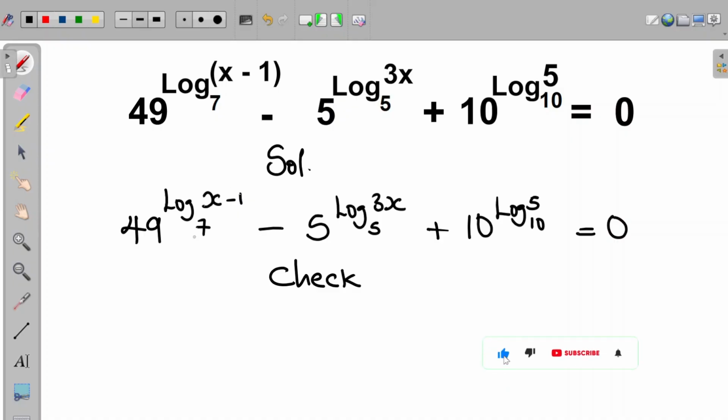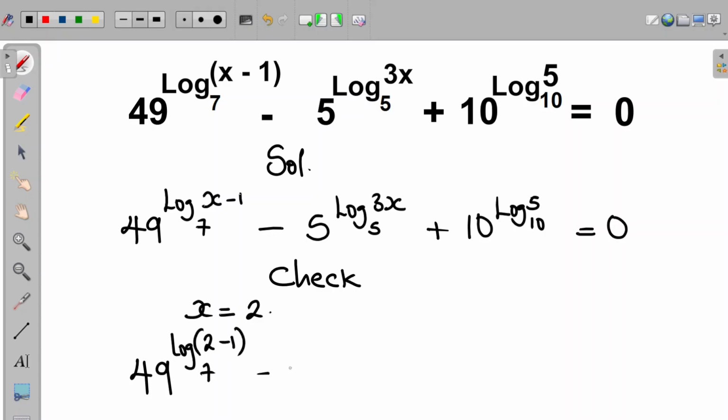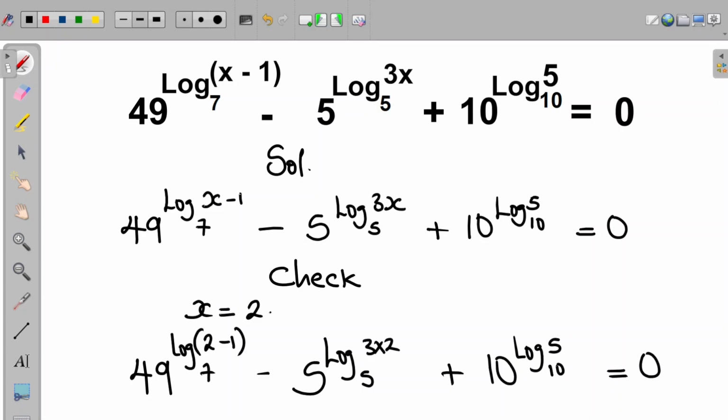Now, let us check if 2 also satisfies our solution. So we have it that 49 raised to the power of log 2 minus 1 in base 7, minus 5 raised to the power of log of 3 times 2 in base 5, plus 10 to the power of log of 5 to base 10, everything is equal to 0.